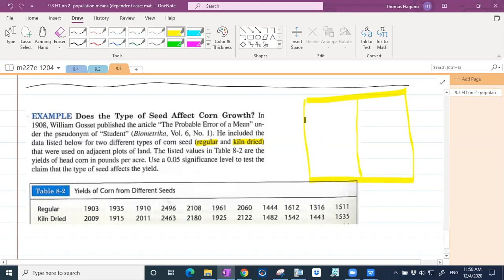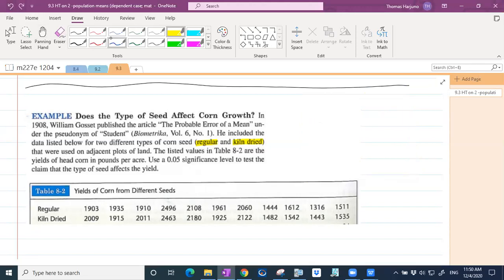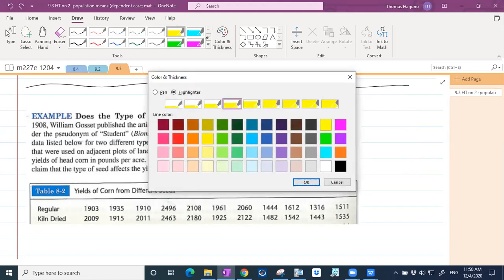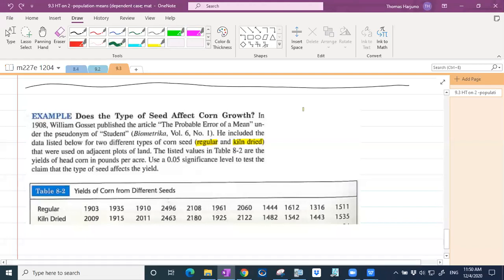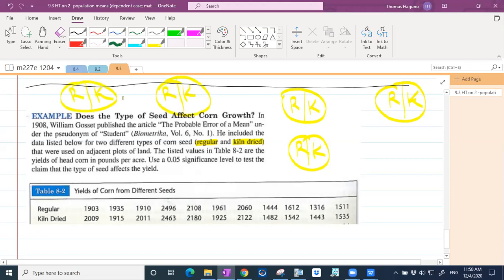But each plot, so let's say in region number 1, maybe I draw it this way. Let's say in region number 1, he has two plots. That's the regular one, and this is the kiln dried one. There's another plot. He will plant both next to each other. Another one somewhere else, regular kiln, somewhere else, regular kiln, and somewhere else. I think there are 11 such plots.